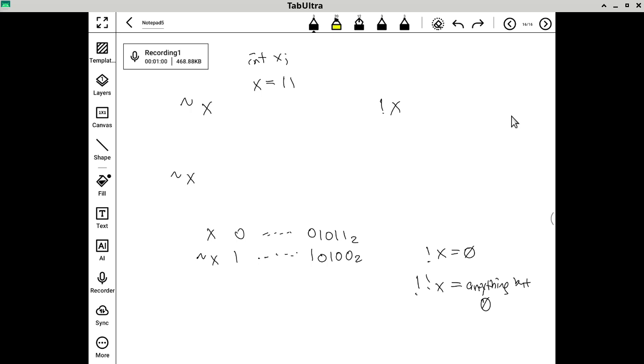Yep. The standard only says true is not 0. So if x is 0, then not x, the logical not of x, can be anything but 0. The compiler has no obligation to use 1 to represent not false.